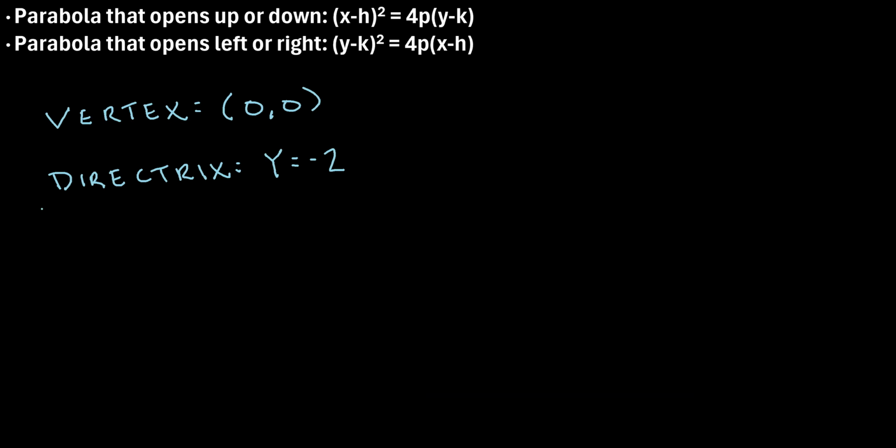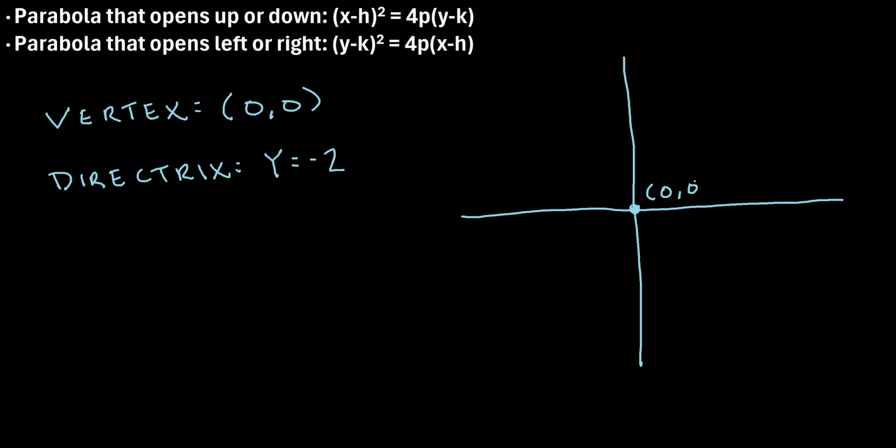All right, let's try one more example. Let's say we're told that the vertex of a parabola is located at (0, 0), and the directrix is located at the line y is equal to -2. So let's visualize this situation. The vertex is (0, 0), so that's the origin right here. The directrix is the line y is equal to -2, so that would be right here. How can we write the equation of this parabola?